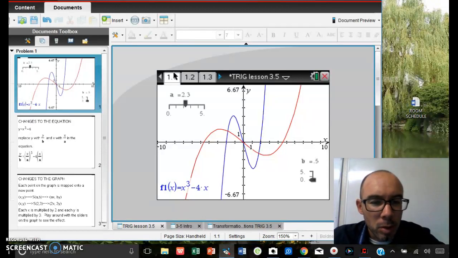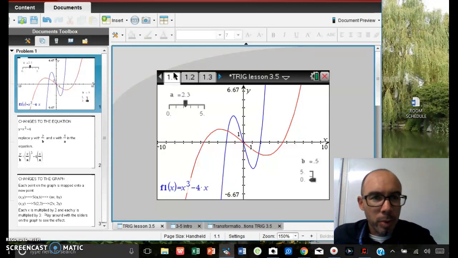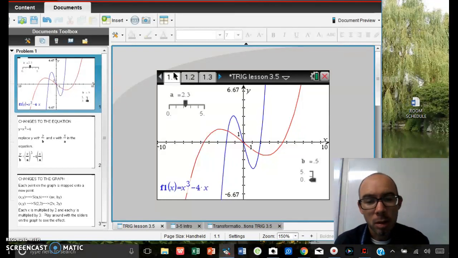So I want to introduce you to what happens when you change the x part and the y part of an equation, what it's going to do to your graph, and vice versa, when you change the graph, what it does to the equation. So there's both vertical scale changes and horizontal scale changes. We're going to stretch the graph horizontally sideways when we change the x values, and we're going to stretch and shrink the picture vertically when we change the y.